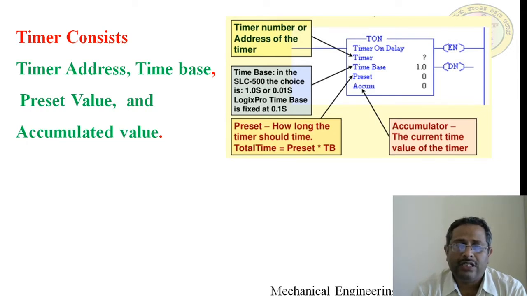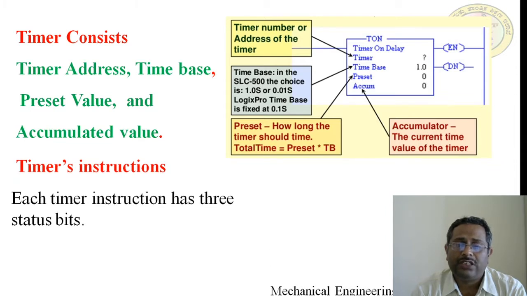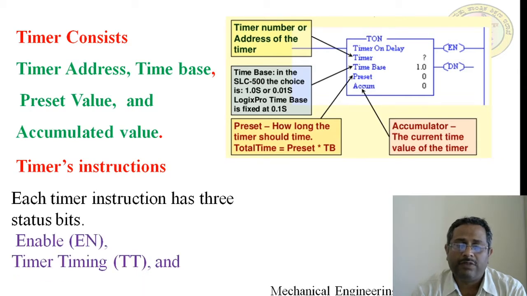Next, the timer has different instruction bits. Each timer instruction has three status bits: the enable bit, the timer timing bit, that is the TT bit, and the done bit, that is the timer done bit. We will discuss these next.